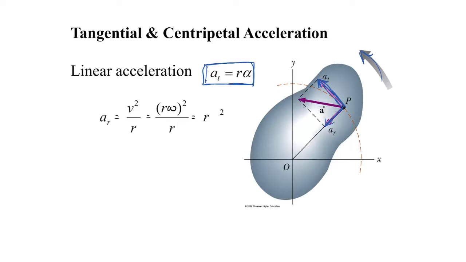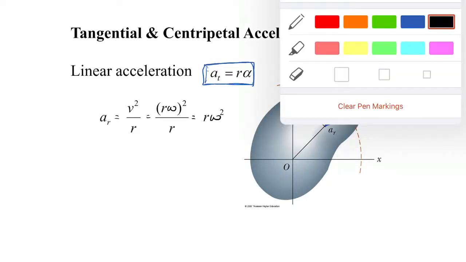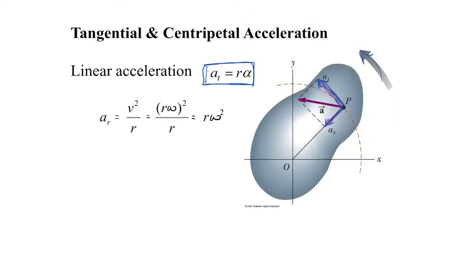And then that should equal r times omega squared, right? Because it'll be r squared times omega squared divided by r. The r's will cancel out, and we get r times omega squared. So there we go. We have our two equations for two different types of acceleration that are going on. Again, we didn't have this tangential acceleration before, it was 0 when we went over centripetal motion, because we were only looking at things that were going around in a circle at a constant rate.